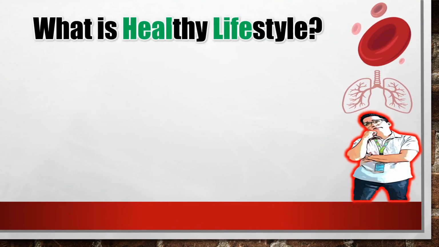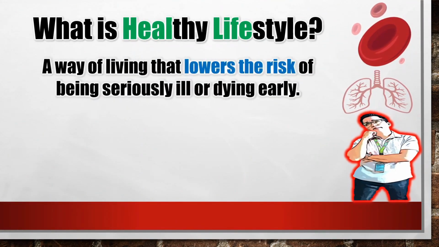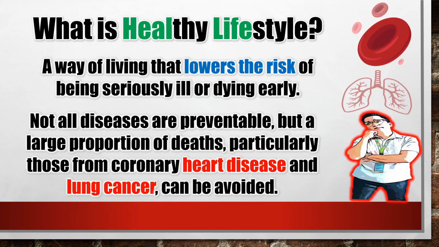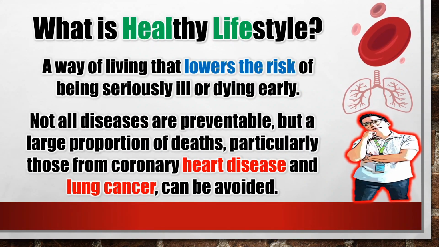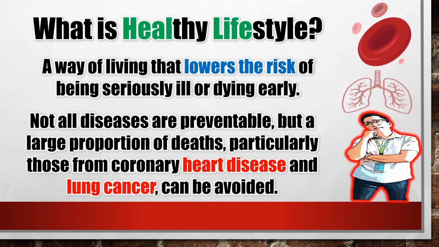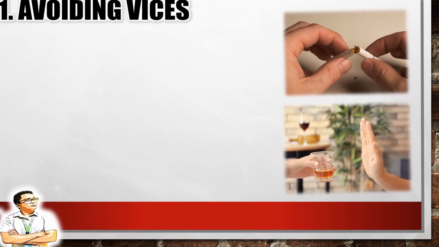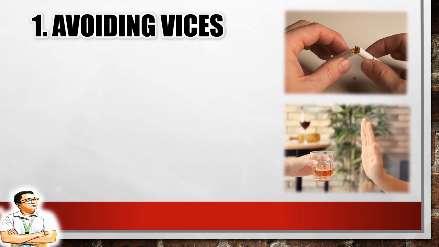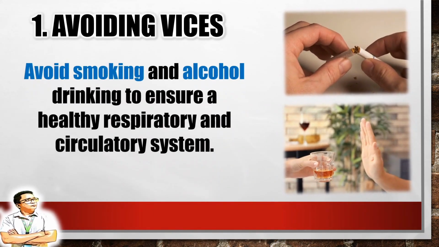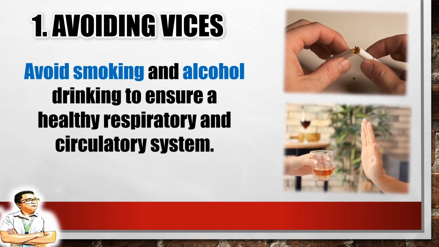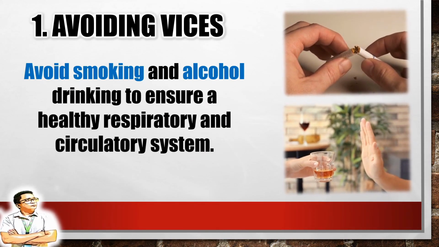What is a healthy lifestyle? It is a way of living that lowers the risk of being seriously ill or dying early. Not all diseases are preventable, but a large proportion of deaths, particularly those from coronary heart disease and lung cancer, can be avoided. Number 1 healthy lifestyle is avoiding vices. Avoid smoking and alcohol drinking to ensure a healthy respiratory and circulatory system.